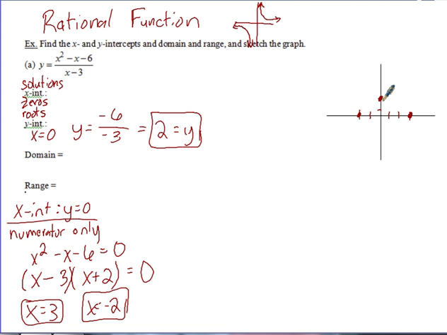All right, let's move on. What's domain? Can somebody explain domain to me?